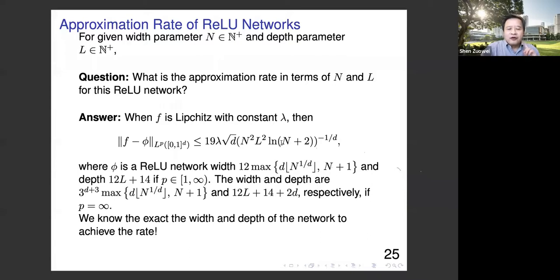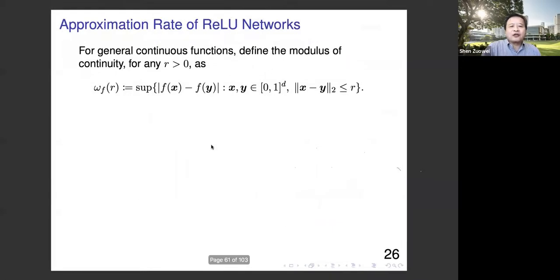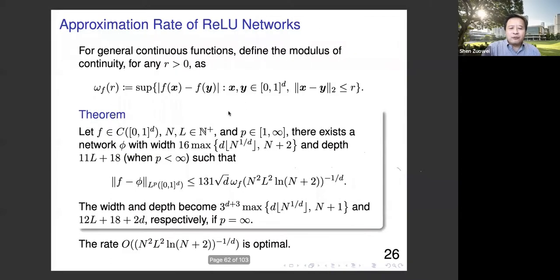And furthermore, this is optimal in the sense that the lower bound is the same. So its upper bound is also its lower bound. You have no way to improve. But you can generalize this, instead of Lipschitz, to continuous functions. For continuous functions, you have to introduce the concept of modulus of continuity, but I don't want to bother too much, but you have similar results.